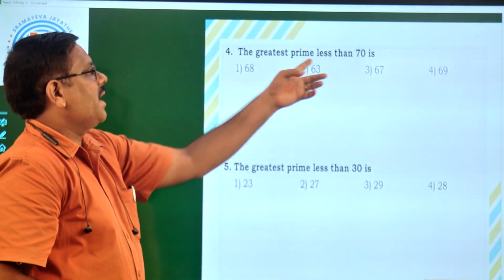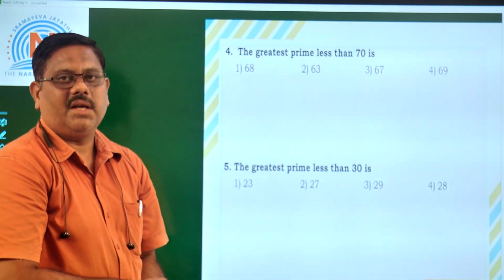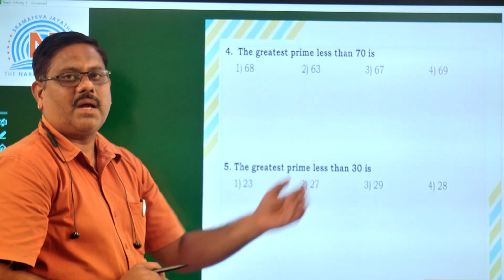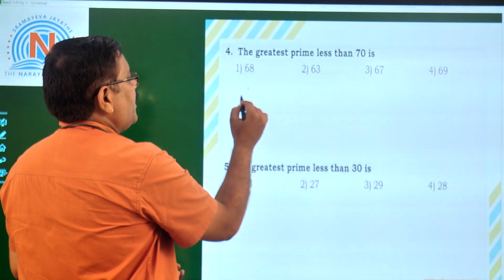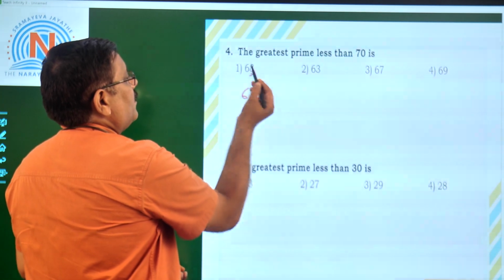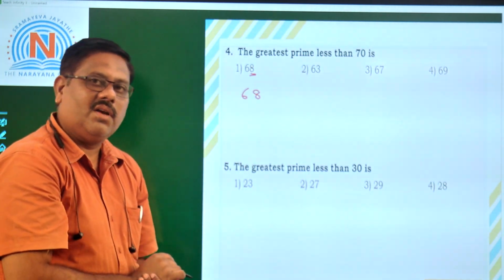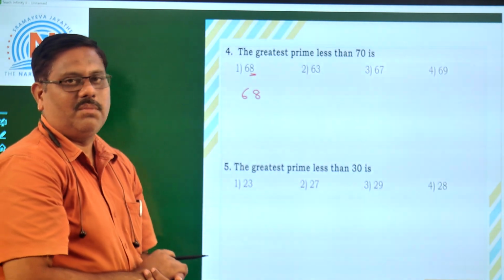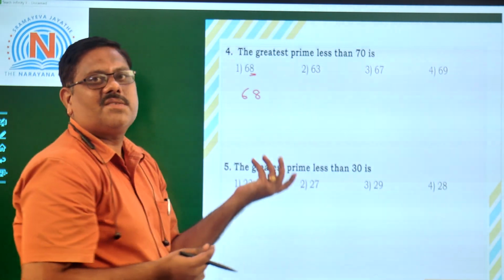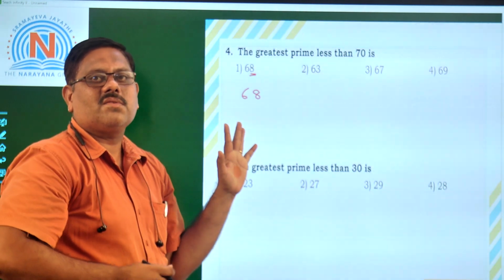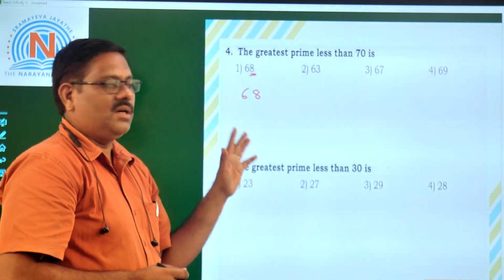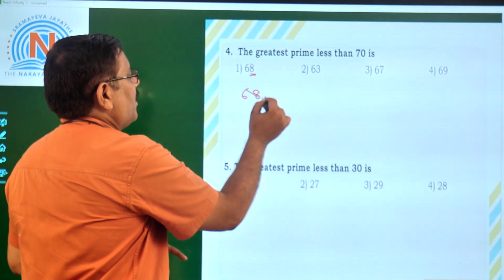The greatest prime number less than 70. Okay, greatest prime number less than 70. First he is saying 68. 68, if you take the unit digit as 8, an even number, definitely it's not a prime number because it will have 2 as its factor other than 1 and itself. At least one factor is enough to say that it is not a prime number. So 68 is definitely not a prime number.